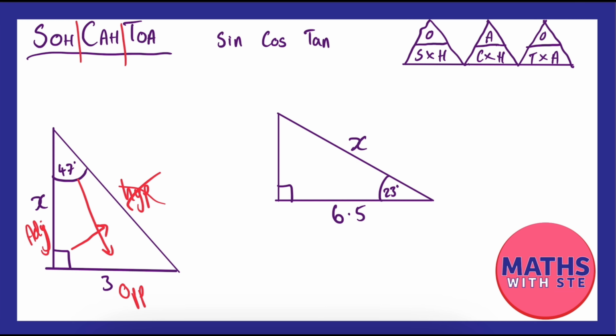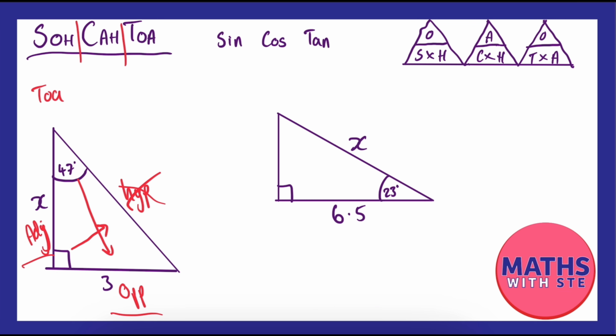So in this case, the SOH has an H in it, the CAH has an H in it, and the TOA does not have an H in it. And as you can see, it has an O, which is opposite, and it has an A, which is adjacent. Great. So now we can use that. So we know that we're going to be using TOA for this one.